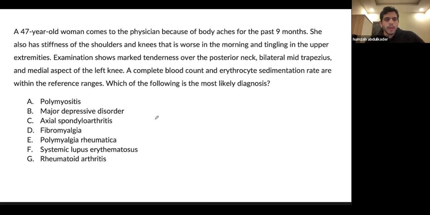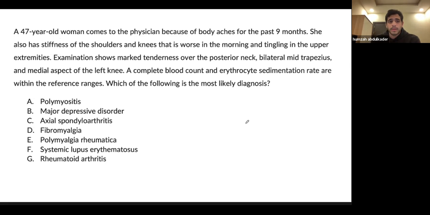Okay. A 47-year-old woman comes to the physician because of body aches for the past 9 months. She also has stiffness of the shoulders and knees that is worse in the morning and tingling in the upper extremities. Examination shows marked tenderness over the posterior neck, bilateral mid-trapezius, and medial aspect of the left knee. A complete blood count and erythrocyte sedimentation rate are within reference ranges. Which of the following is the most likely diagnosis?